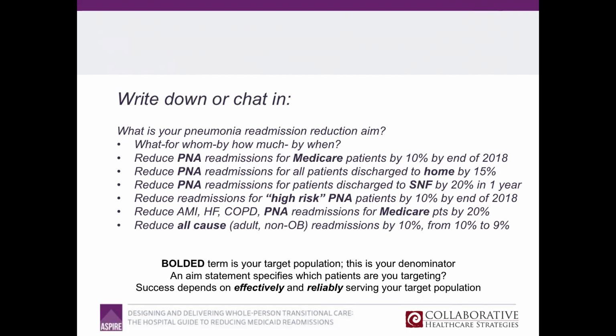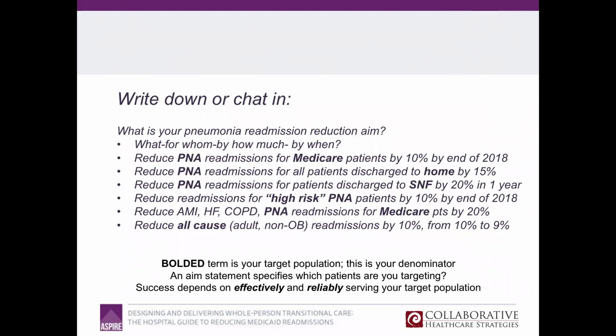So just to prompt some thinking, this is a very straightforward statement of purpose, right? We've been through this content in prior webinars. A readmission reduction aim statement is structured as: what are you going to do for which patients, by how much, by when. So these are some example readmission reduction aim statements from teams that I work with.